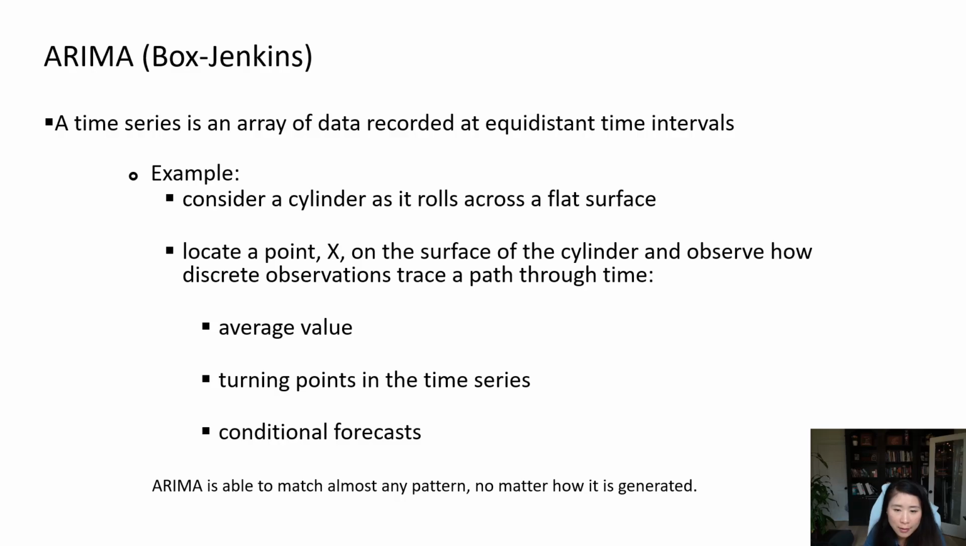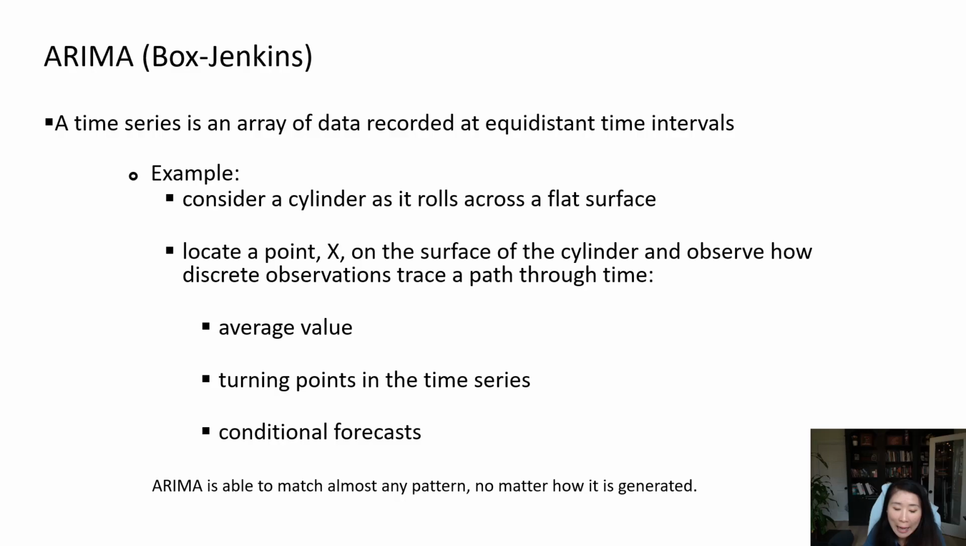So for instance, here I give you a few examples. If you consider a cylinder rolling across a flat surface, it has to cover equal distances, right? When you're rolling the cylinder, you have to finish one circle, and the time it takes you to finish rolling that whole circle is equal, right? So if you locate a point X on the surface of the cylinder and observe how discrete observations trace a path through time, this connects you with some physics class, right?